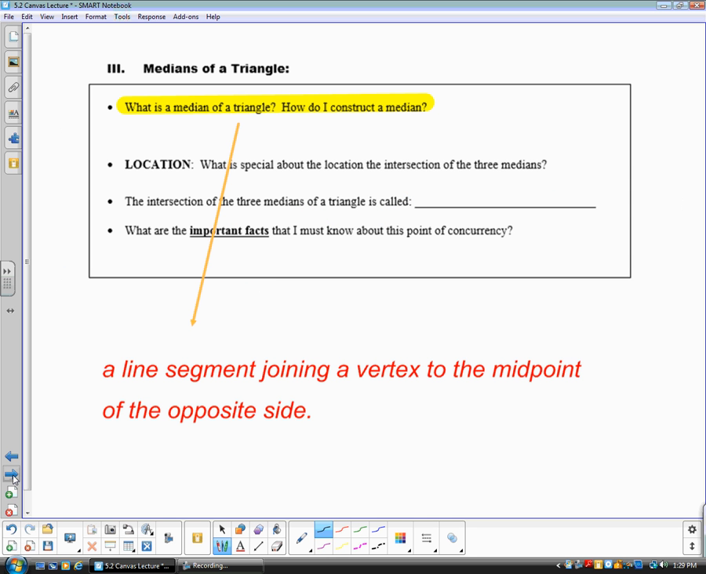This is section 3 on your worksheet. It's actually on the back. We're going to be talking about medians of a triangle. The first question is, what is a median? Well, a median is the line segment that joins the vertex to the midpoint of the opposite side.